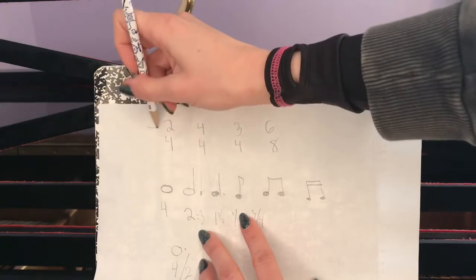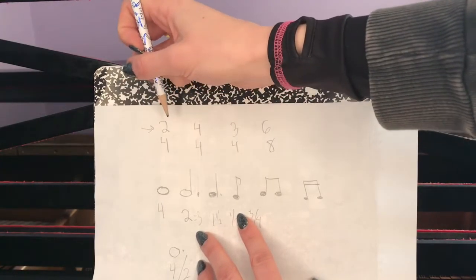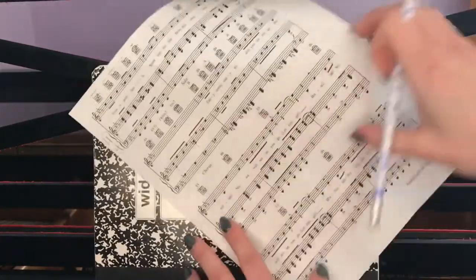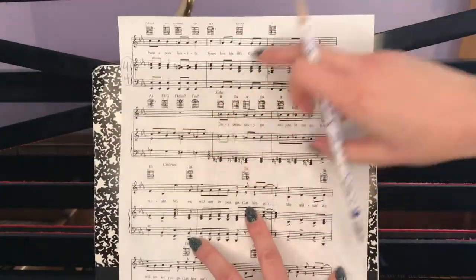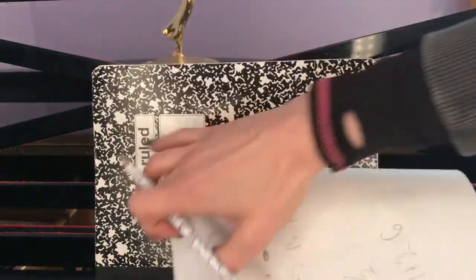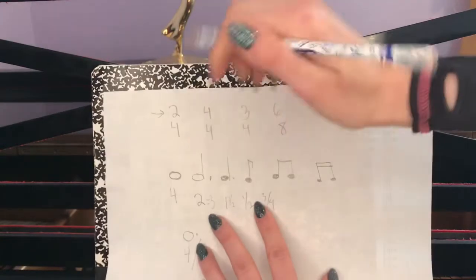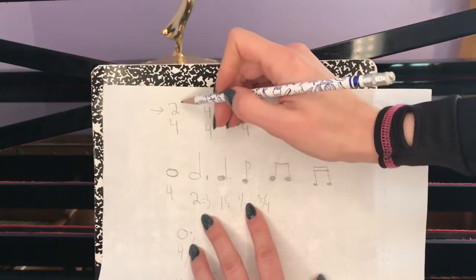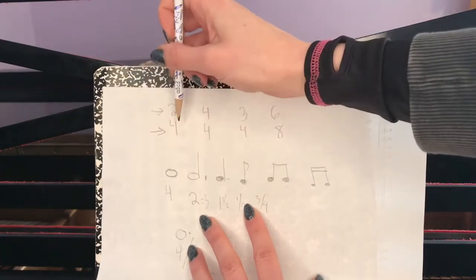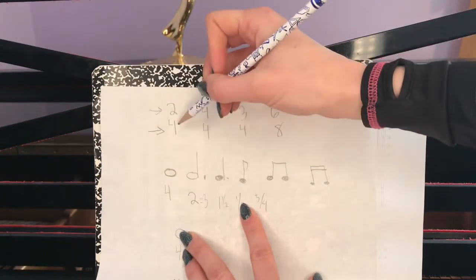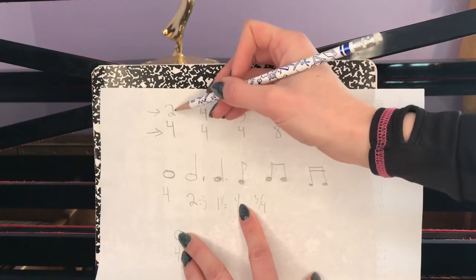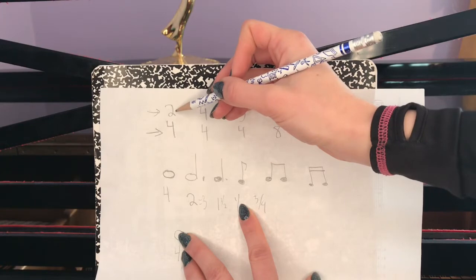So the numerator in the time signature is going to tell you how many beats per measure. So remember, we have these measure lines that occur at even intervals throughout the music. So when you have the time signature 2/4, you're going to get two beats per measure, and the denominator tells you what kind of note is going to count for a beat. So this tells you that a quarter note is going to get a beat, and you're going to have 2 quarter notes per measure. Okay?